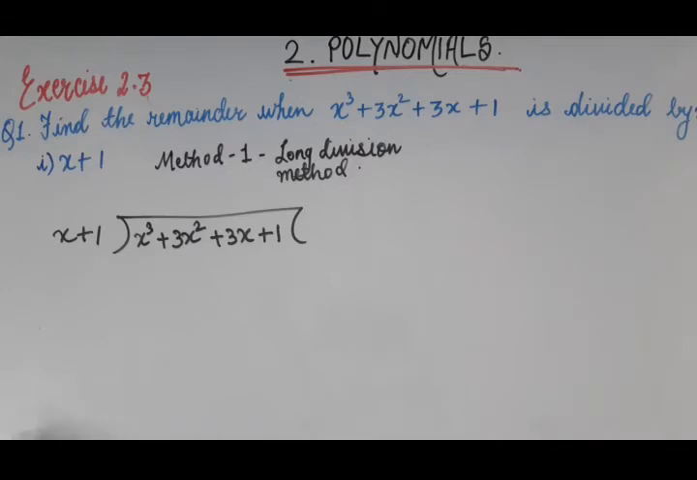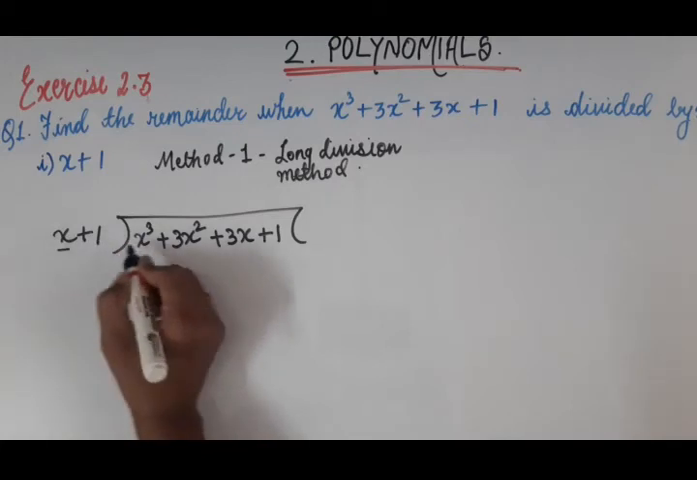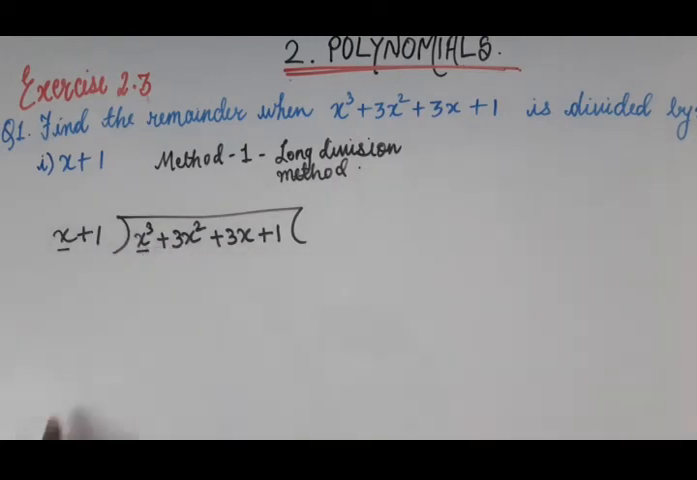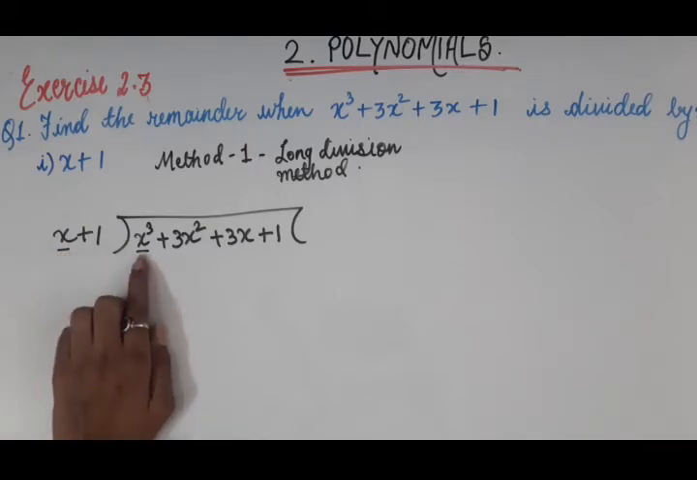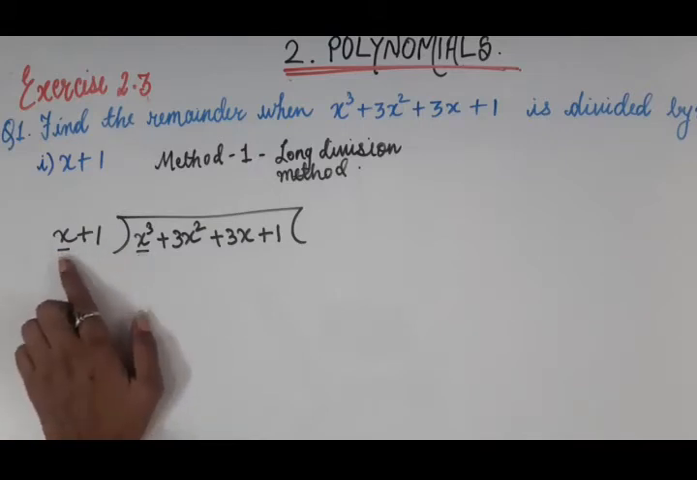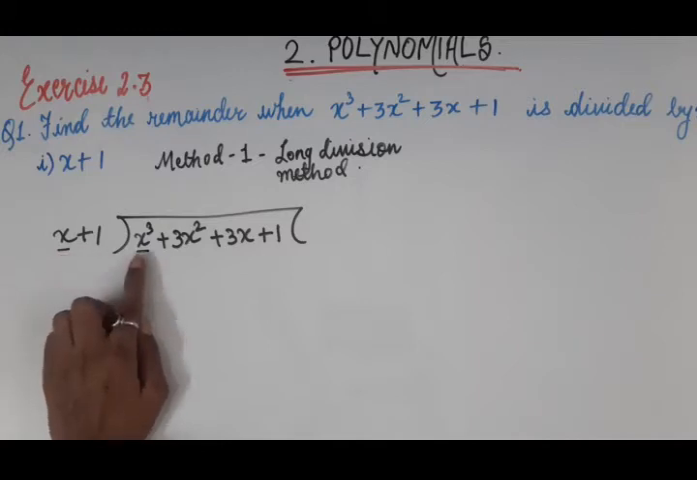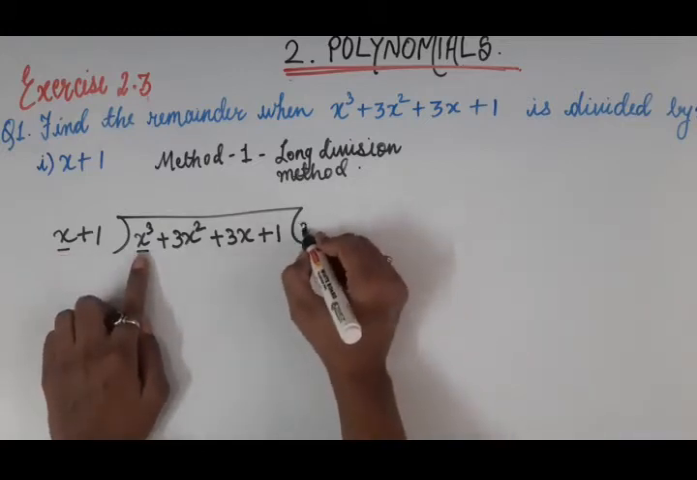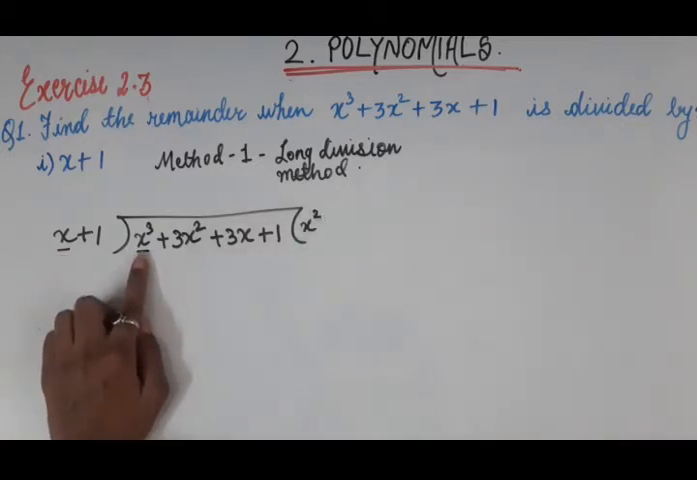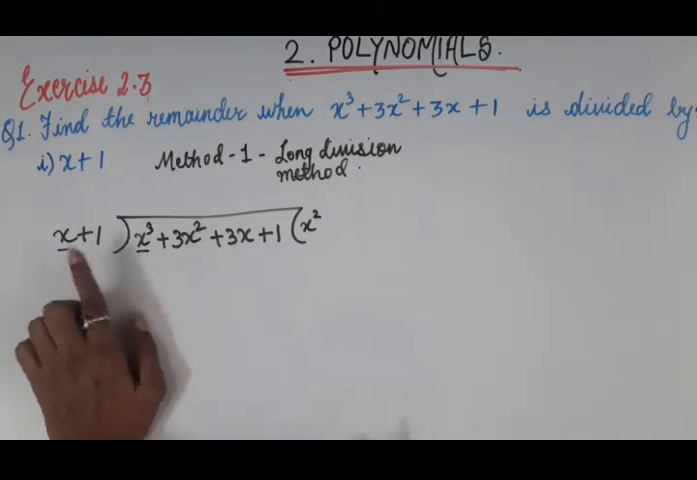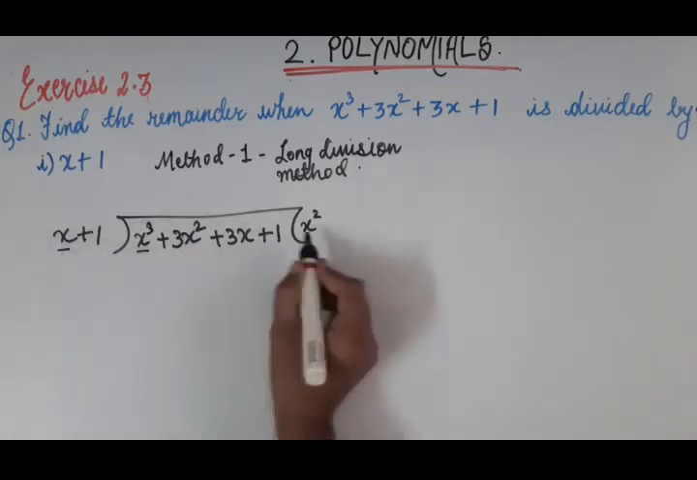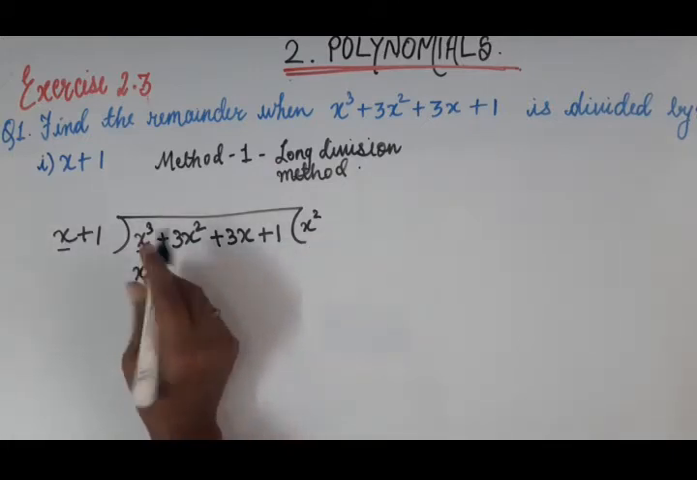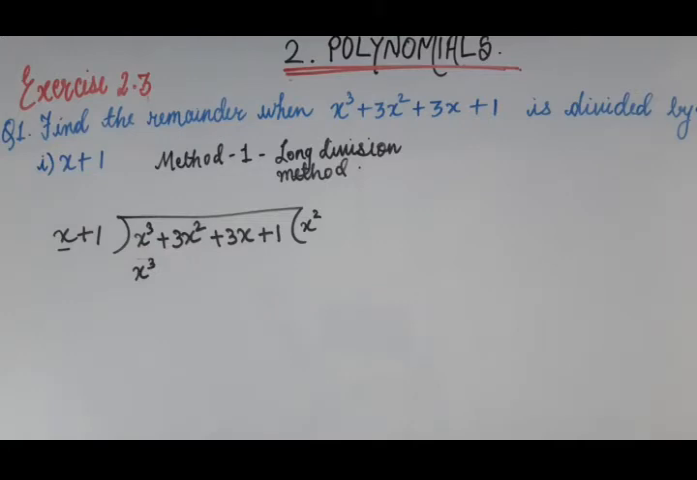As we discussed in the previous class, to divide we have to check the first term of the divisor and the first term of the dividend. With what should I multiply this x so that I will get x cube? I have to multiply it with x square. If I multiply x with x square, I will get x cube, right? So x into x square is x cube.